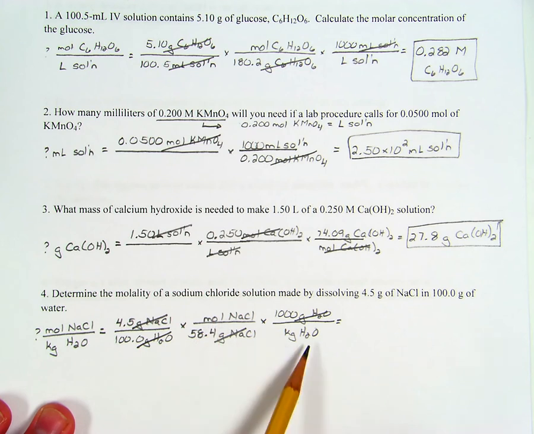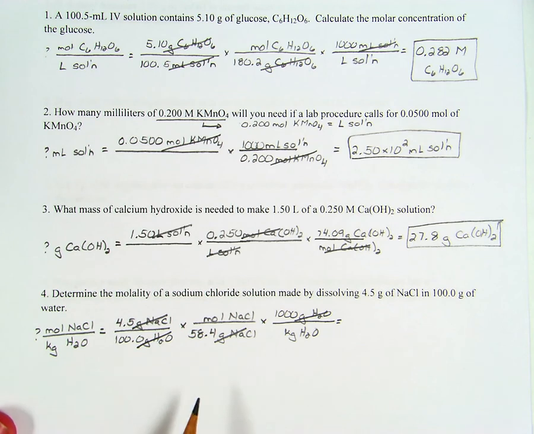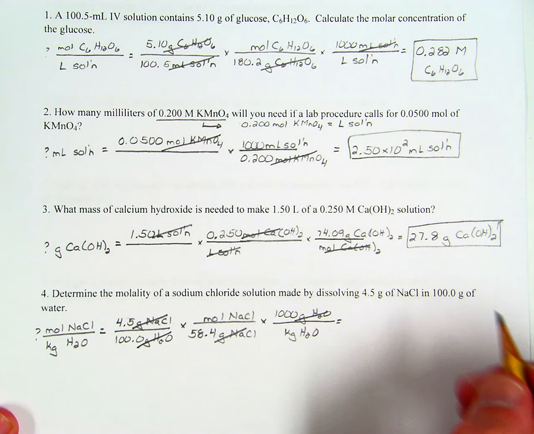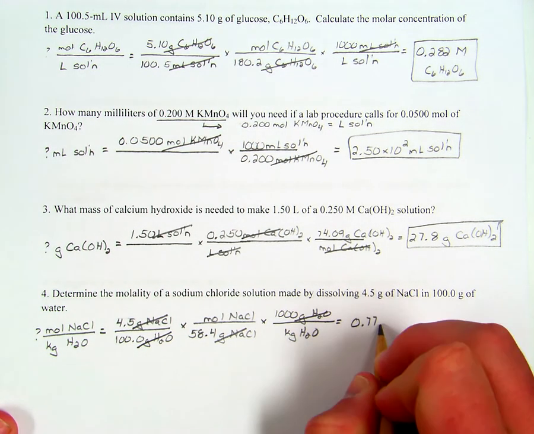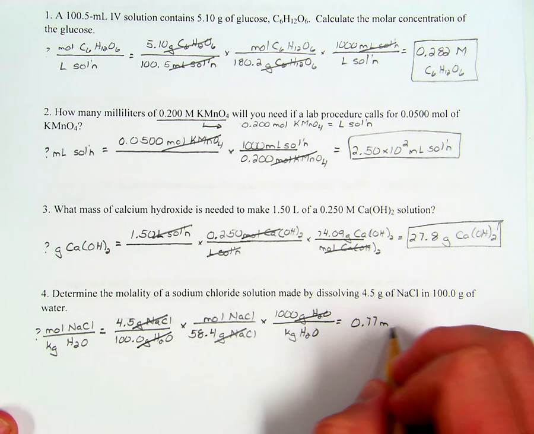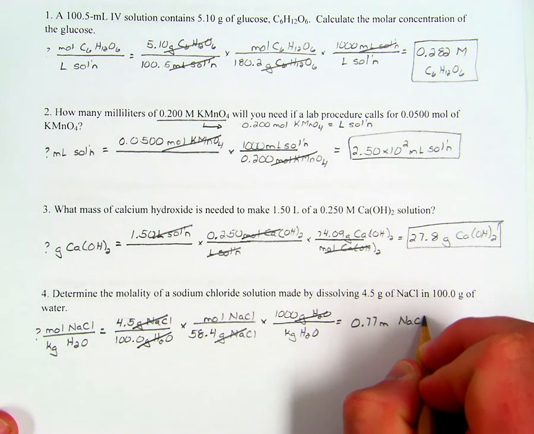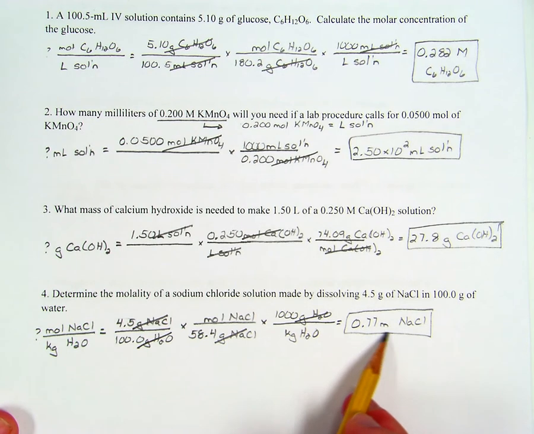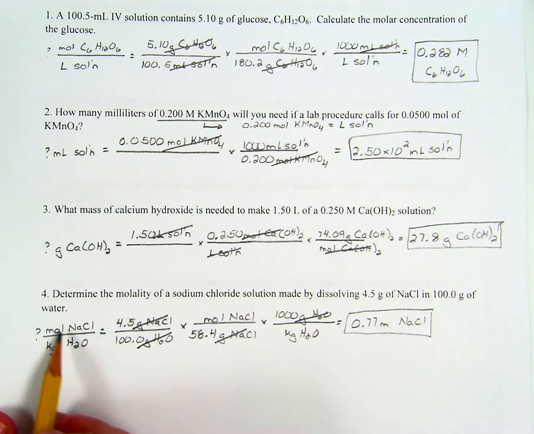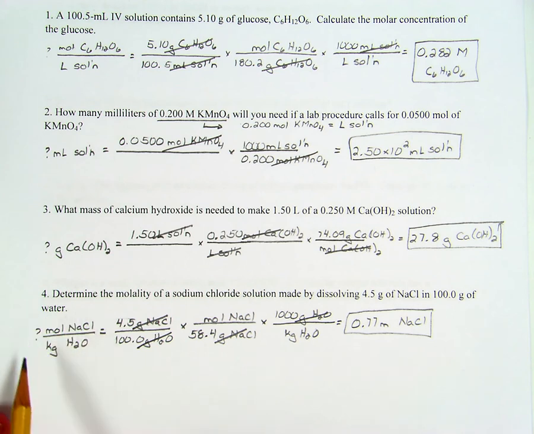Sig figs here, it looks like we're going to get just 2 sig figs due to our 4.5 grams of sodium chloride. So I get 0.77 molal, that's a lowercase m, NaCl. Just like we talked about with the molarity, I could write it like this with a lowercase m, or I could write out the whole unit, if you will, moles of sodium chloride per kilogram of water, but that's not necessary because it is implied with our lowercase m there.